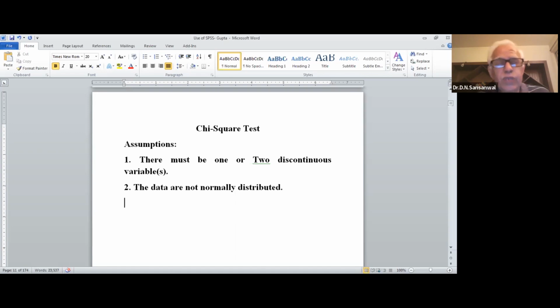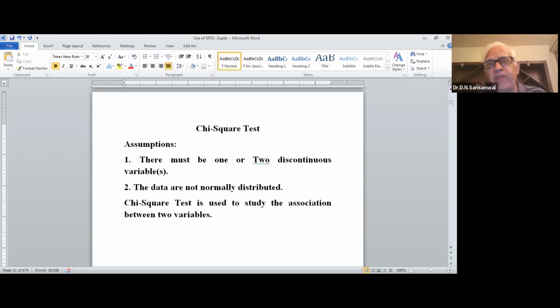Okay. And the chi-square test is used to study the association between 2 variables. You cannot take 3 variables in this. Only 2 variables at a time. That's all, between 2 discontinuous variables.